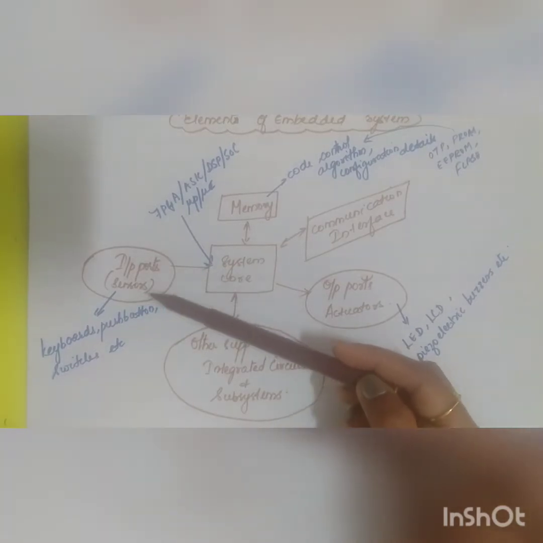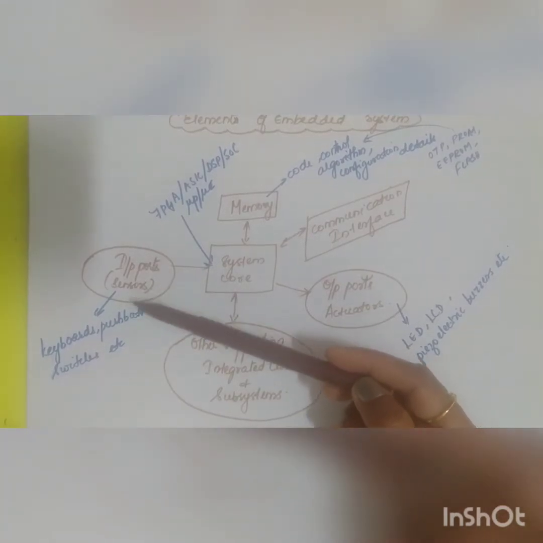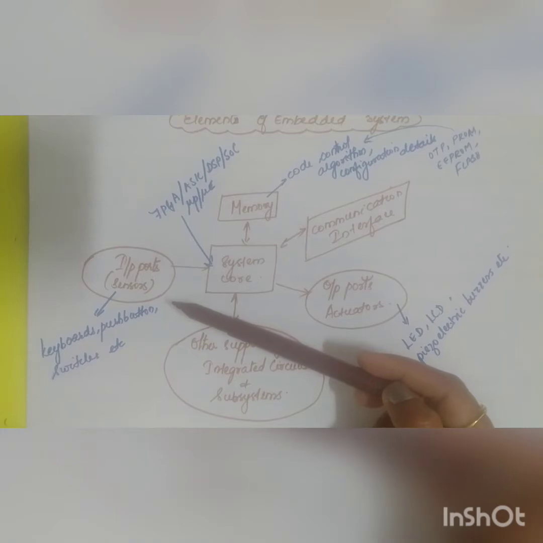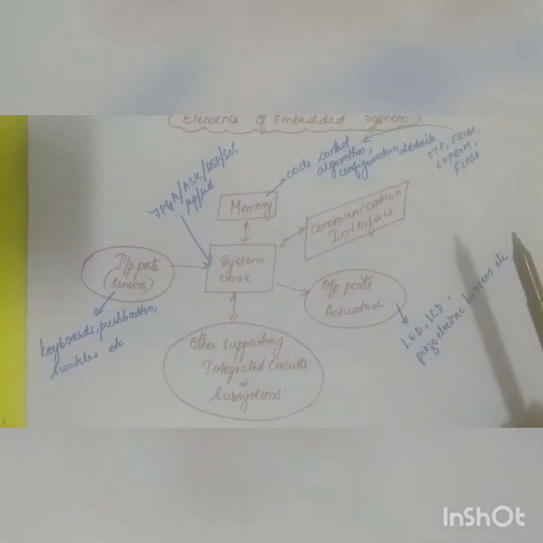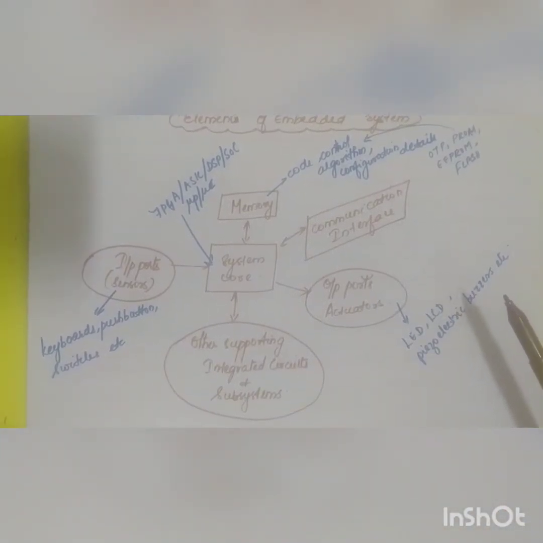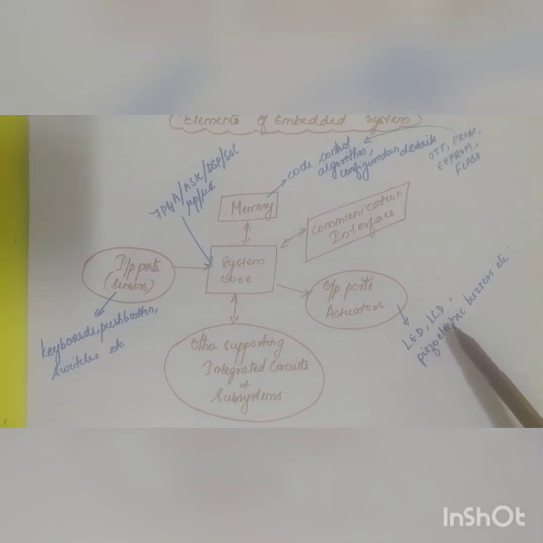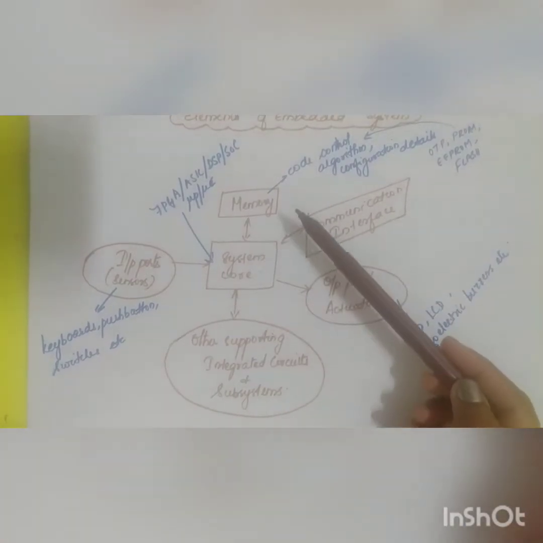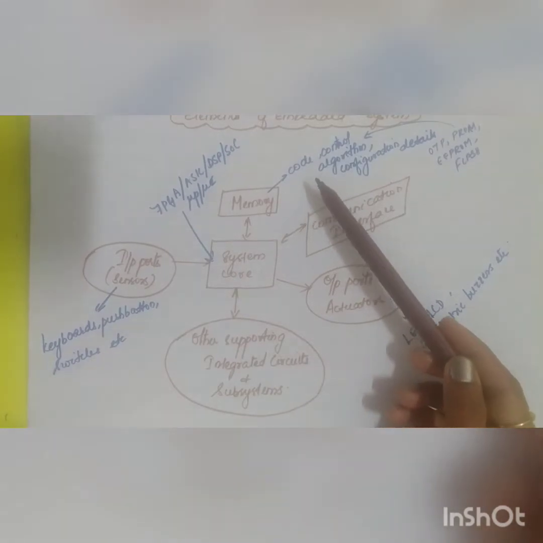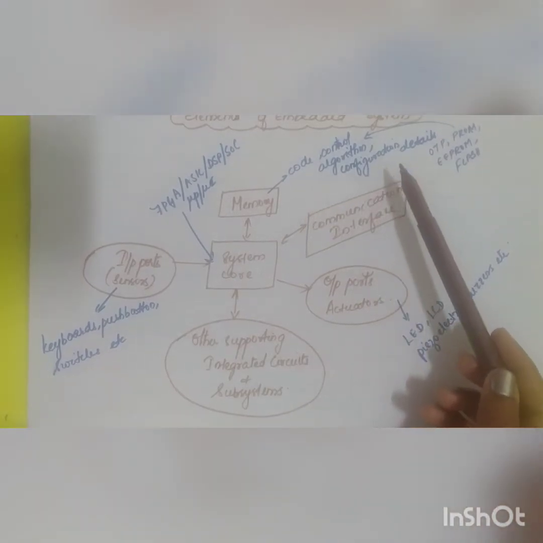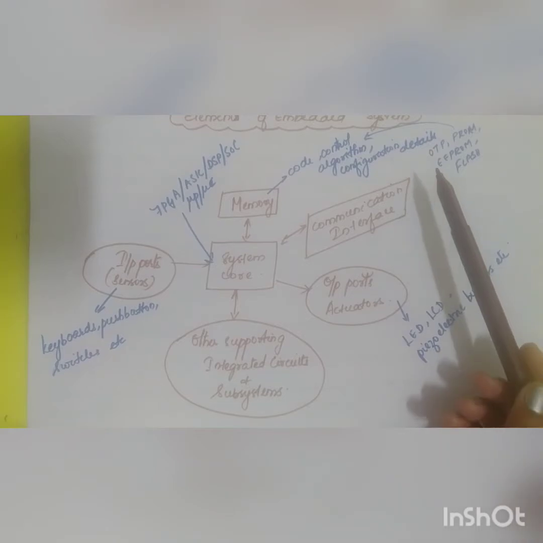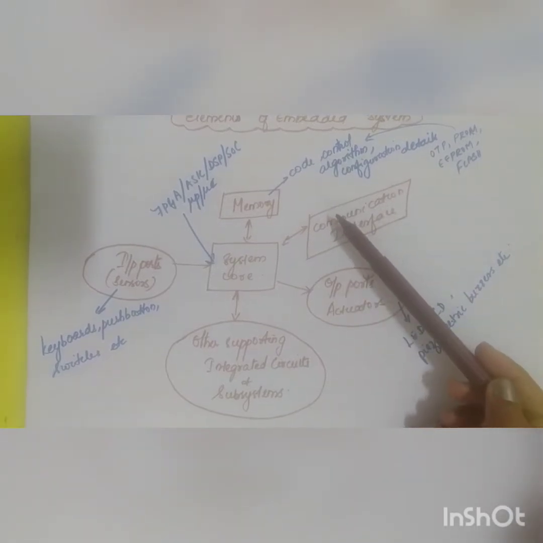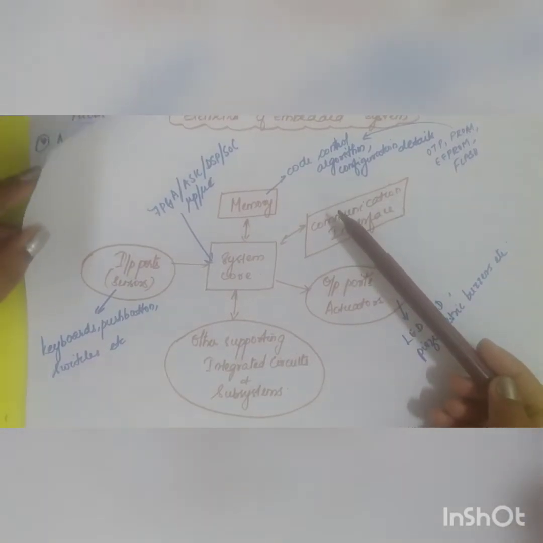Whereas your input ports are nothing but your sensors, examples are your keyboard, push button, switches, etc. Whereas your output ports are actuators, examples are LED, LCD, piezoelectric buzzers, etc. Okay. So the memory consists of your actual code, the control algorithms, configuration details, etc. Okay. So these are the major elements of your embedded system.